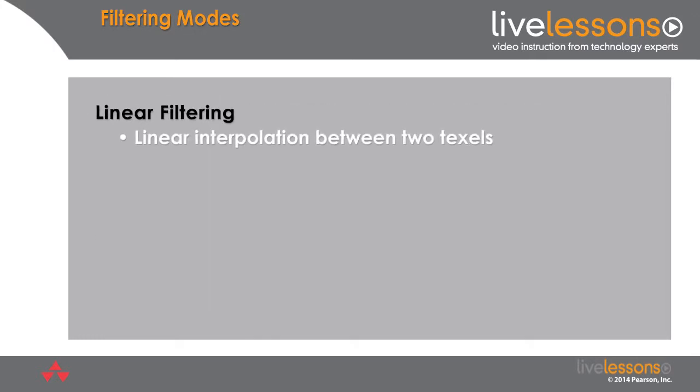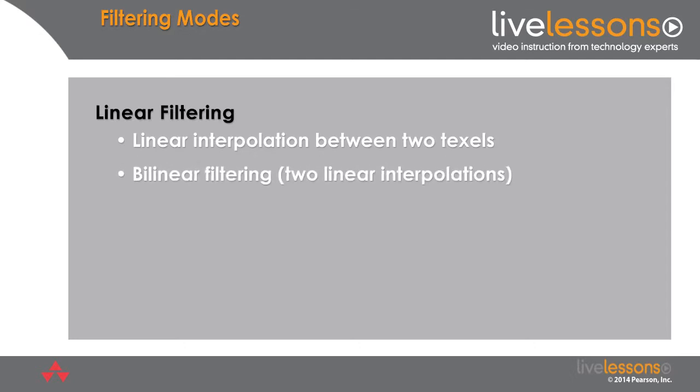Linear filtering does linear interpolation between two texels. So it finds an in-between texel and then it interpolates between the two surrounding that texel. Now this is true for both the U and the V. So what we actually see when we see linear filtering is bilinear filtering. We actually see two linear interpolations.